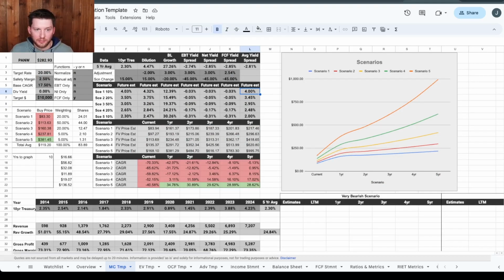But with that being said, we got our scenario 1 buy price of $83, scenario 2 buy price of $113, scenario 3 of $160, scenario 4 of $237, scenario 5 of $381. Got the 5-year targets for scenario 1 be $217, scenario 2 be $296, scenario 3 be $418, scenario 4 be $620, scenario 5 would be $995.